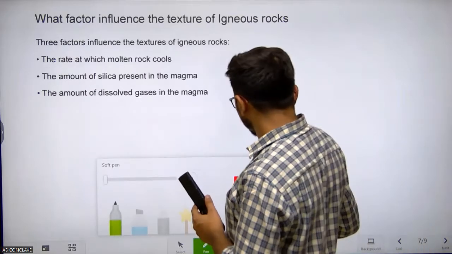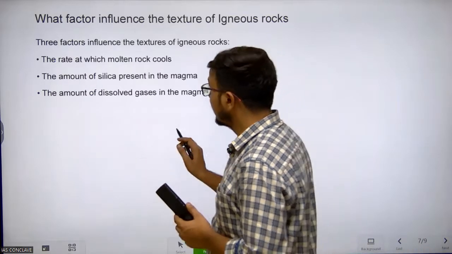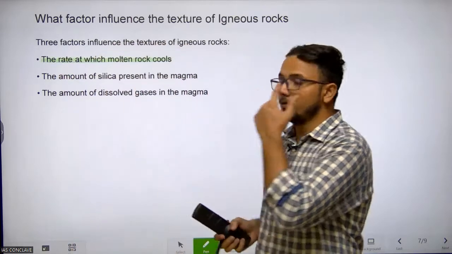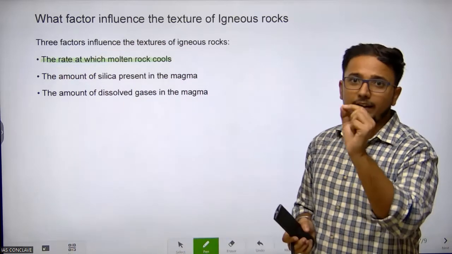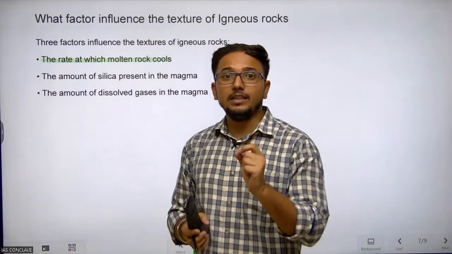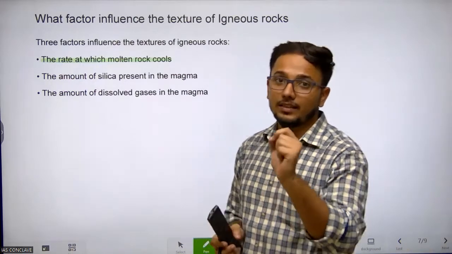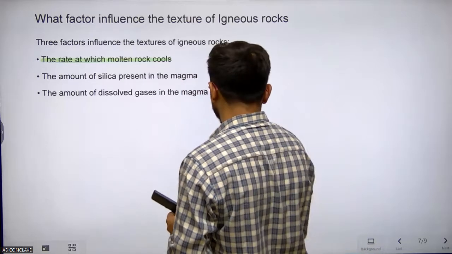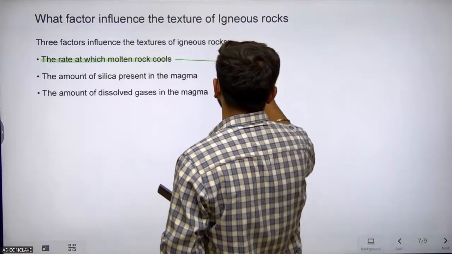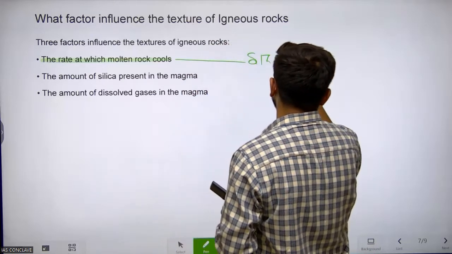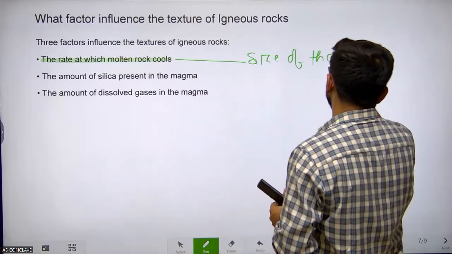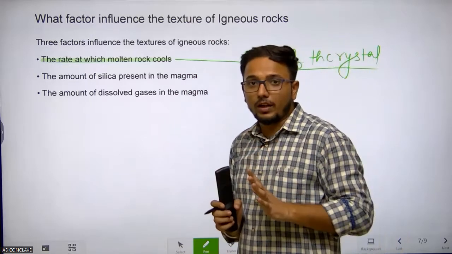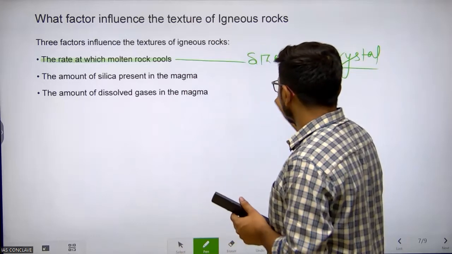The first one is the rate at which the molten rock cools, the cooling rate. What does the cooling rate determine? The cooling rate determines the size of the crystal. Example: we will take an example of 2 processes.